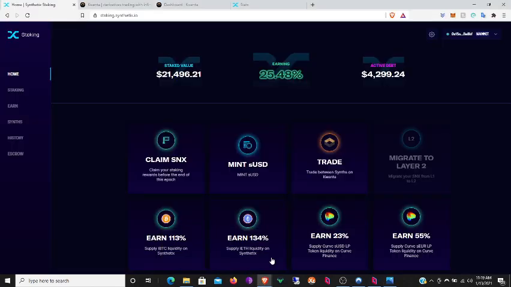Let's go ahead and let me show you around my humble abode. Here you clearly see you can claim Synthetix reward, mint sUSD, trade between synths on Kwenta, earn 113% returns on iBTC, 134% on iETH, and 23% on Curve sUSD, 55% on sEURLP tokens.